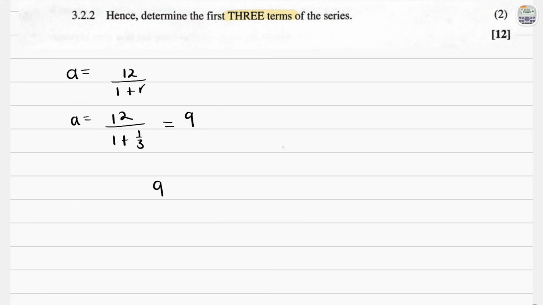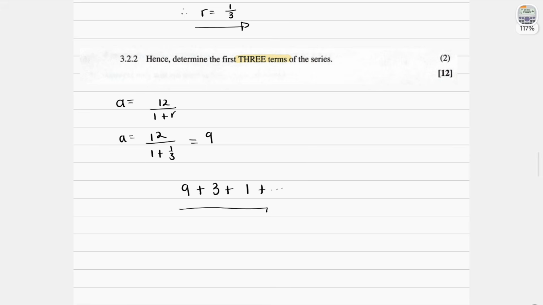The ratio was 1 over 3, so we'll say 9 times 1 over 3, and that gives us 3, so it's 9 plus 3 plus, and to get the next term, you'll say 3 times 1 over 3, and that gives us 1, so plus 1, and then that keeps going. So there we go. The first three terms are 9, 3, and 1. And that is it for this question.